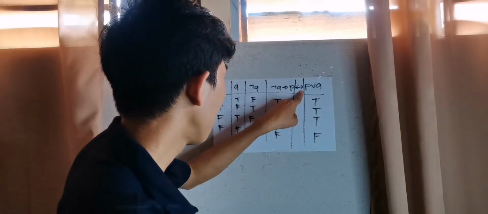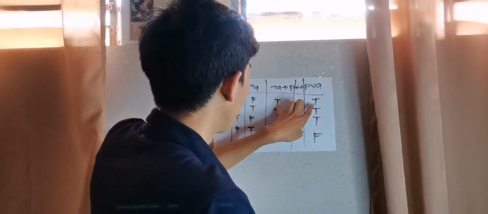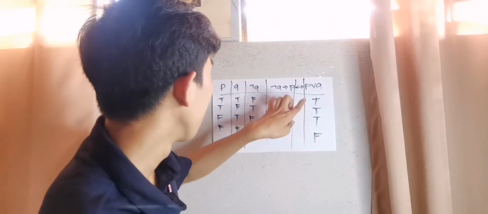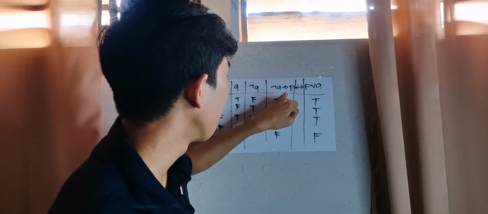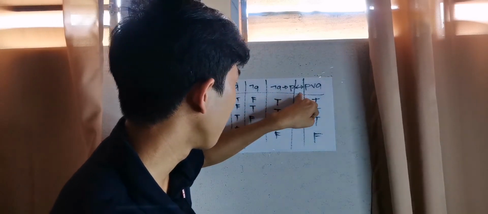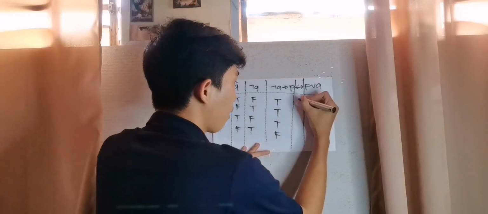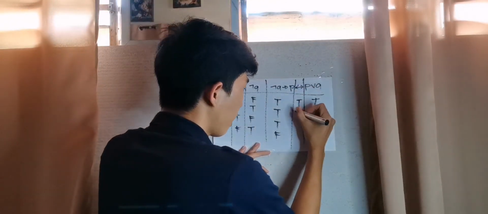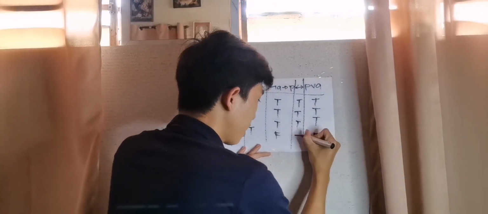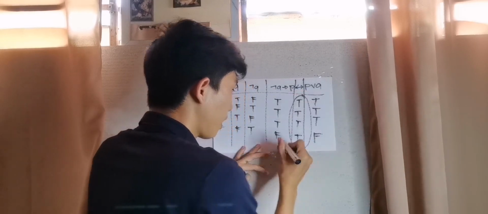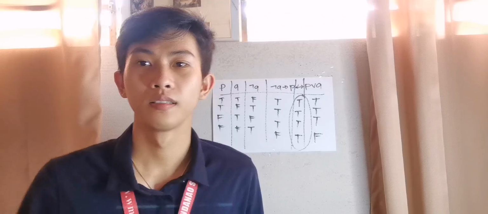So our biconditional, let's look at whether it is a tautology. Negation of Q implies P, biconditional P or Q. Since true and true, our answer is true. True and true, our answer is true. True and true, our answer is true. And false and false, our answer is true. So the statement is always true. So our biconditional is a tautology.